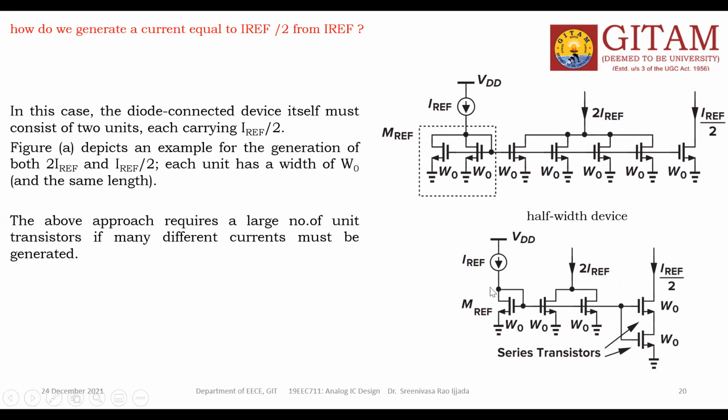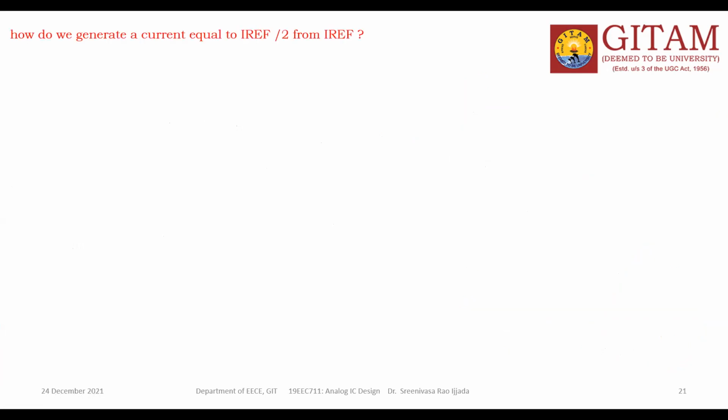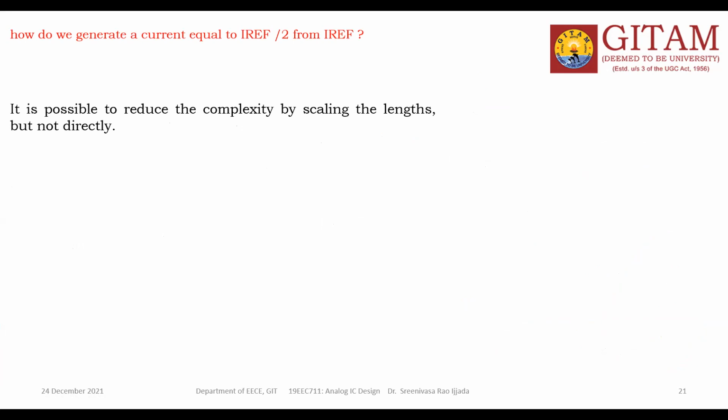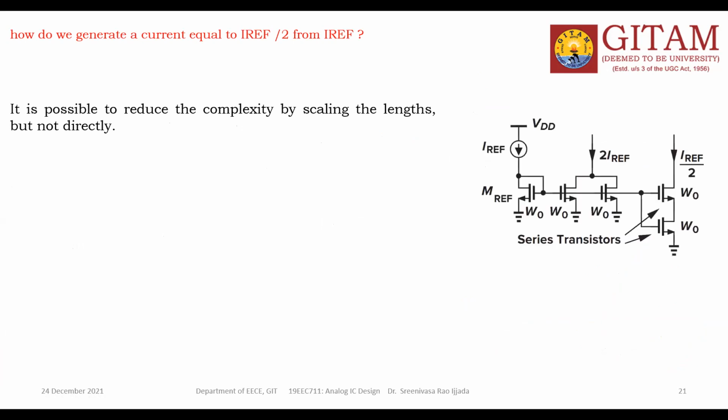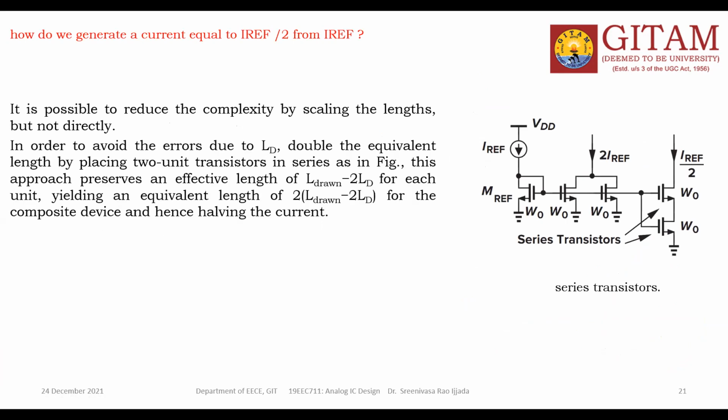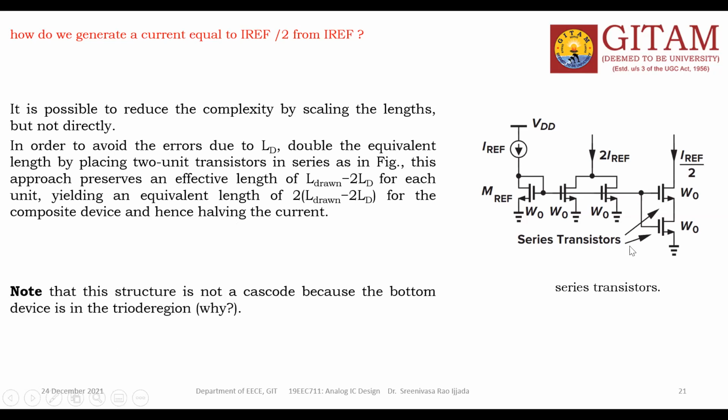You can take this or this. If you take it this way, you can reduce some number of transistors. So it is possible to reduce the complexity by scaling the lengths, but not directly. Here are the two transistors. This is not cascoding because the bottom device is in the triode region. Whenever the bottom device is in the triode region, you cannot say both are cascoding. The bottom should be in saturation.